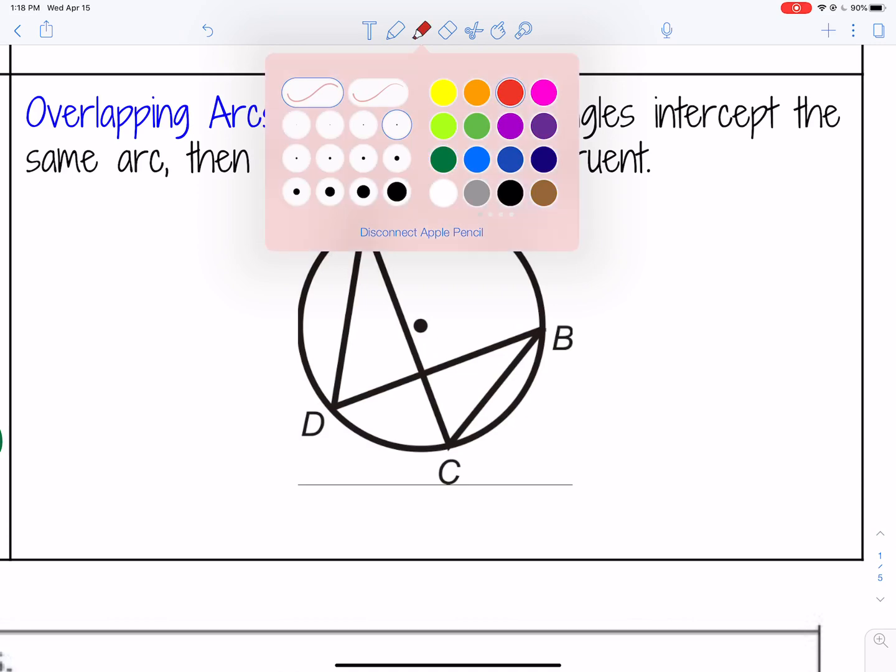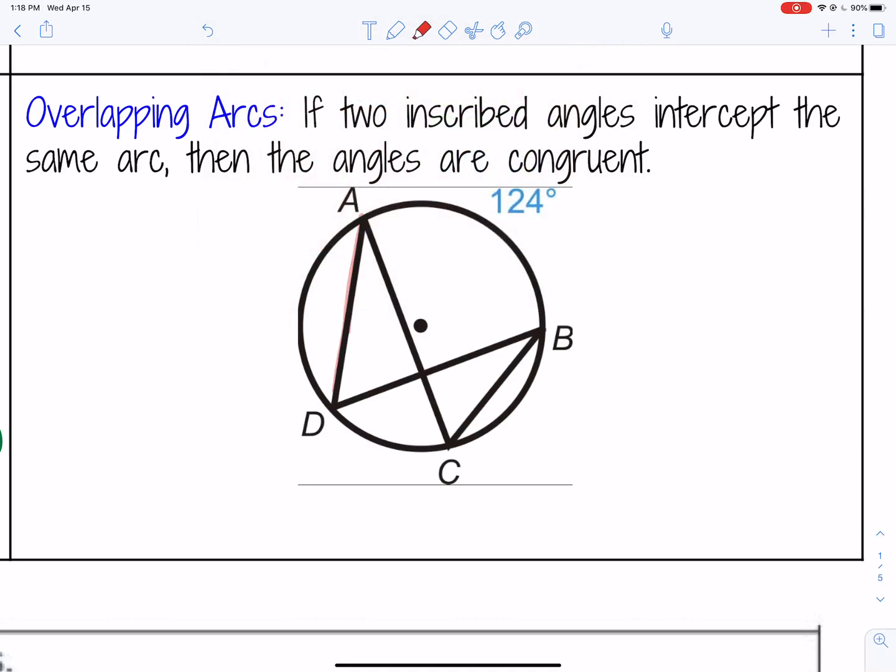So let's look at this one. If we have angle ADB, so angle ADB is this angle right here. Notice that opens up to arc AB. But angle ACB also opens up to that same arc AB. So it makes those two angles congruent, and they're still equal to half of the intercepted arc.